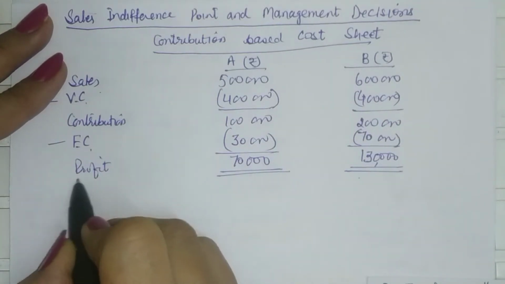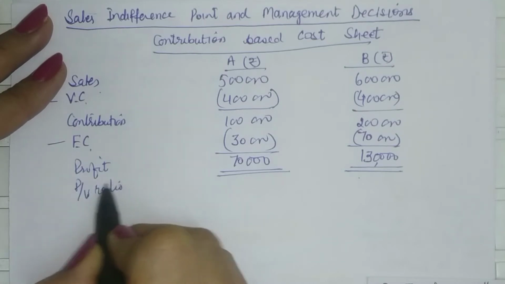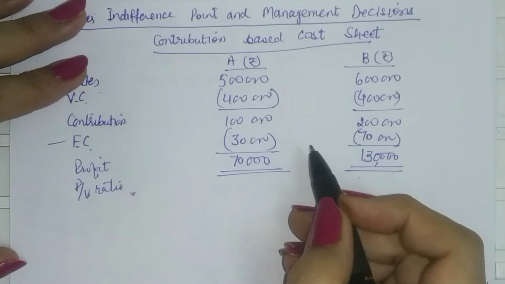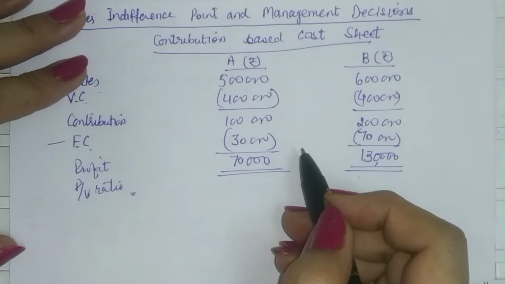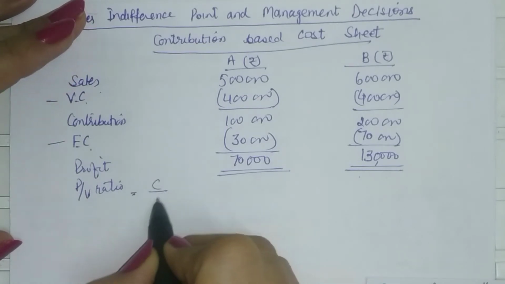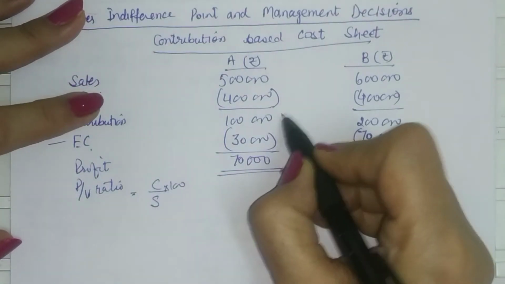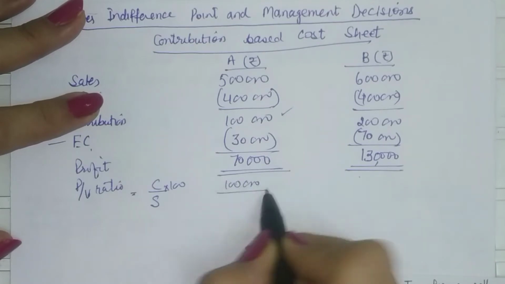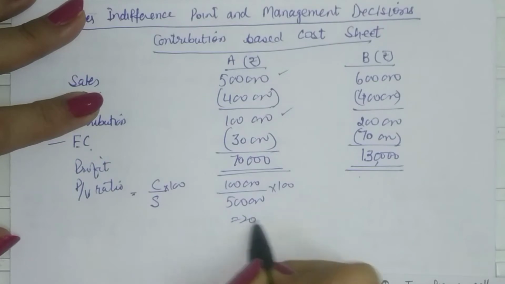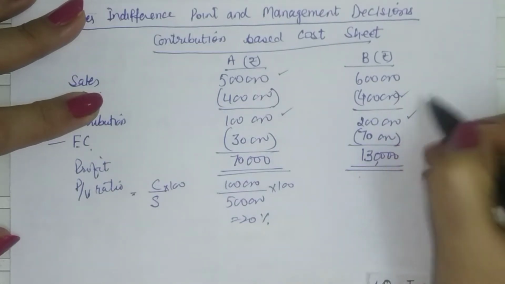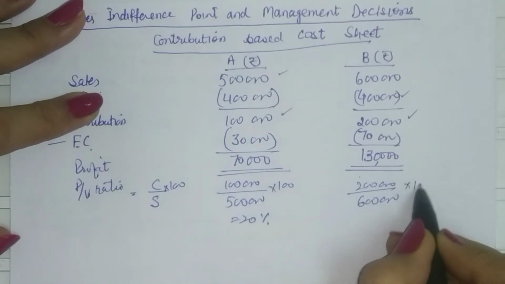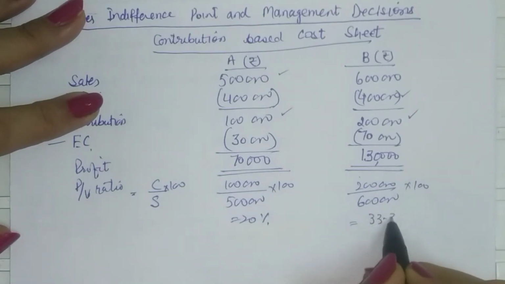So our PV ratio will be, this is the first thing that we do in every calculation for CVP analysis, or contribution per unit. So PV ratio is contribution upon sales into 100. So contribution 1 lakh upon sales 5 lakh into 100, that is 20%. And contribution 2 lakh, sales 6 lakh, that is 33.33%.